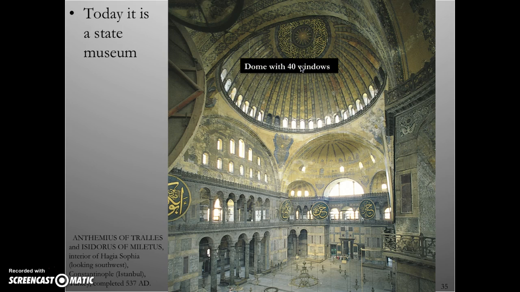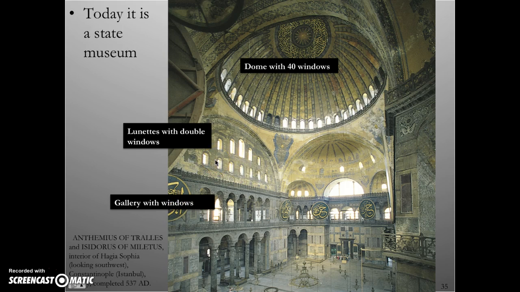So the dome up above with 40 windows. Lunettes, that's the shape here that you see with double windows. The gallery level with windows. And then also windows set into the half domes. The tremendous piers holding up the weight, you don't really get a feel for in this image. But again, this gives you an understanding of the light within and some of the architecture of the church.